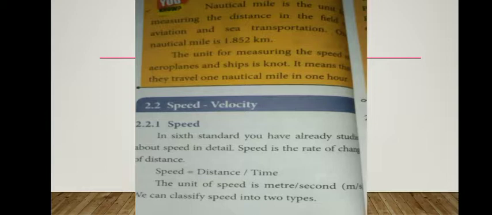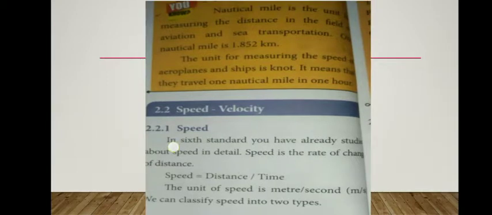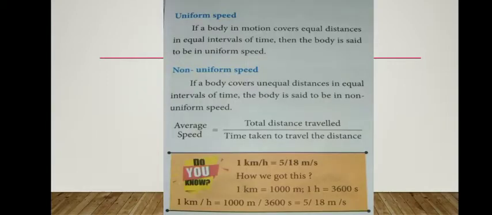So how is rate mentioned? Speed equals distance by time. For distance we use meter, for time we use second, so the total unit is meter per second. We can classify speed into two types: uniform speed and non-uniform speed. What is uniform speed?